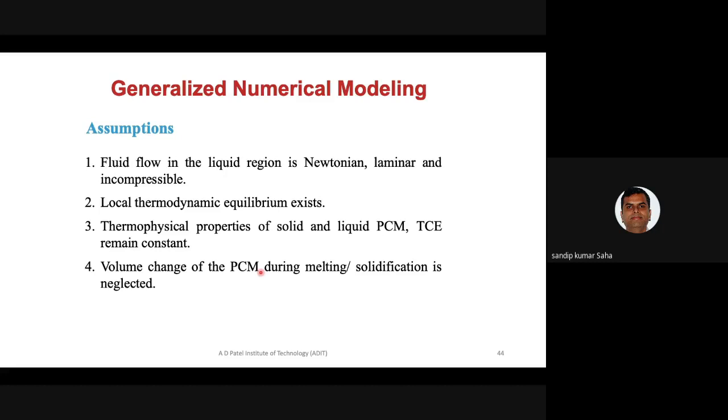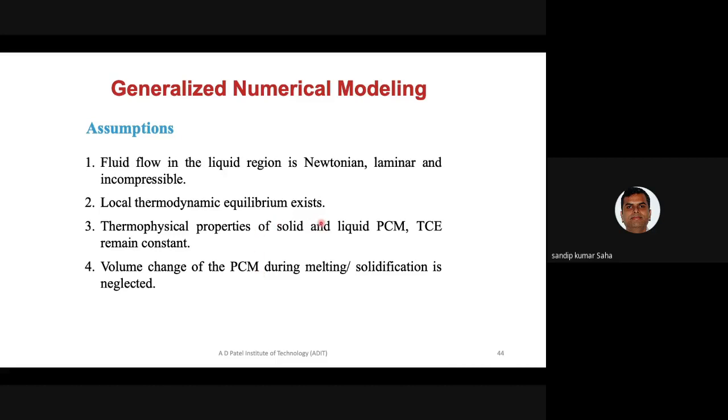Okay, here first my assumption is the flow is Newtonian. So whatever governing equation I will tell you depends on the assumptions. First, the fluid flow is Newtonian, then laminar, incompressible. Okay, local thermodynamic equilibrium exists.